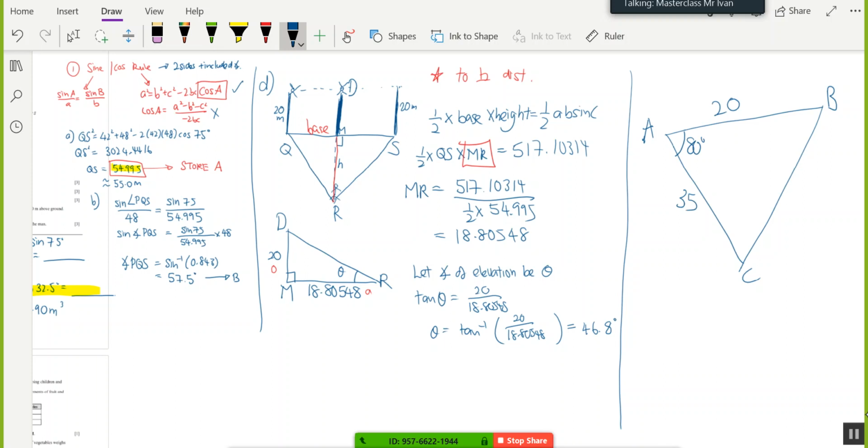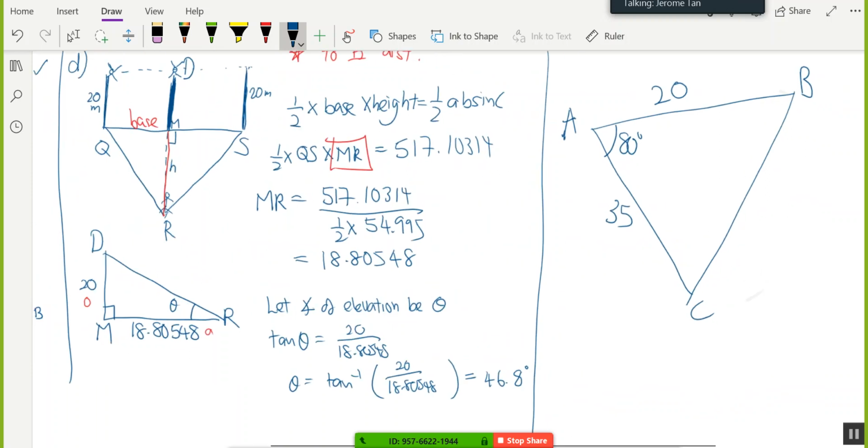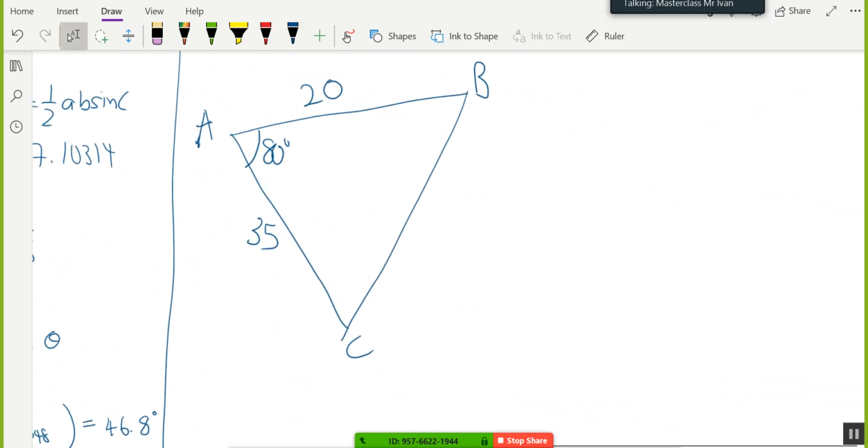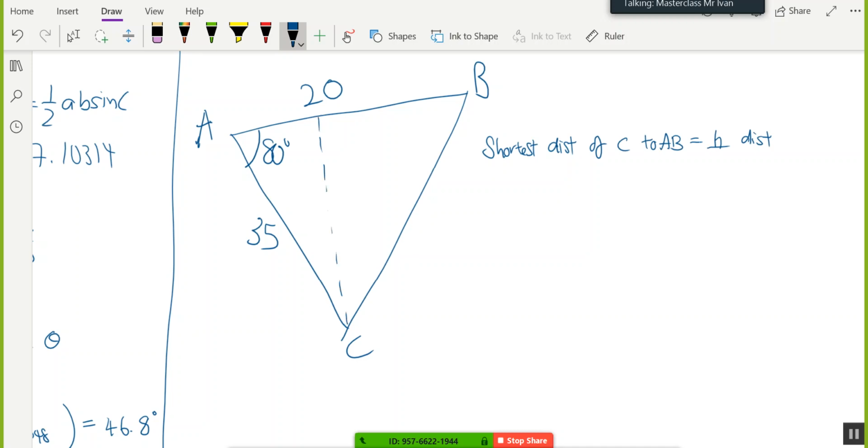Jerome, are you done with the angle of elevation? Yeah. So let's say now you are at C. What is the shortest distance from C to AB? The shortest distance of C to AB is always equal to the perpendicular distance. Which means if I draw a line here, it will be the perpendicular one. So always label this as M.